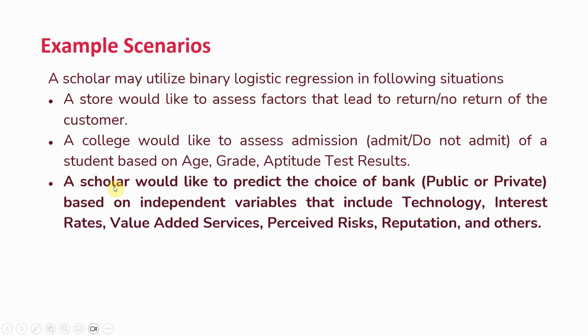A scholar would like to predict the choice of bank, whether public or private. Whether I as a respondent in a study will choose a public sector bank or a private sector bank may depend on the use of technology, the interest rates, the value-added services, the perceived risk, reputation, and other variables. All these situations are analyzed based on binary logistic regression. The example in this particular session is the last one, where we are predicting the choice of bank.